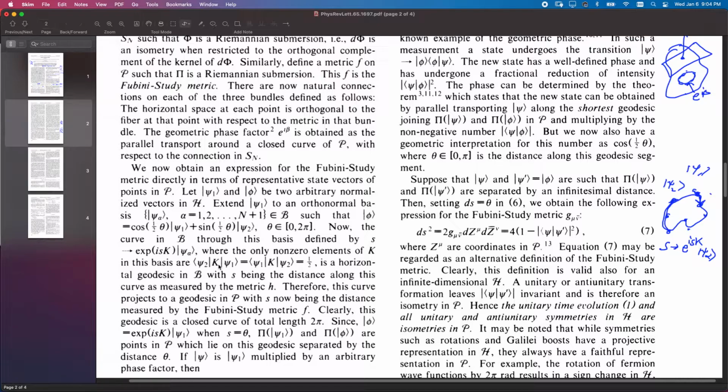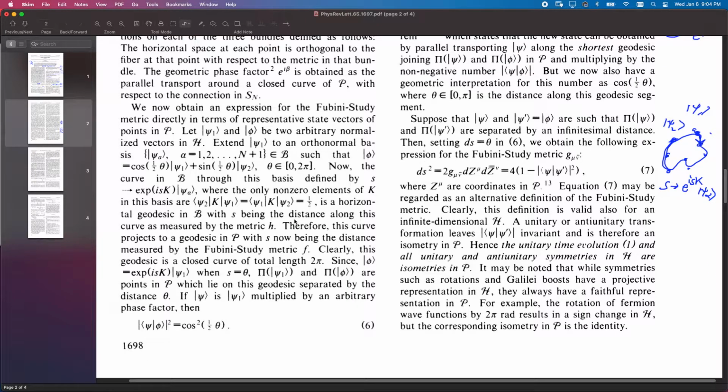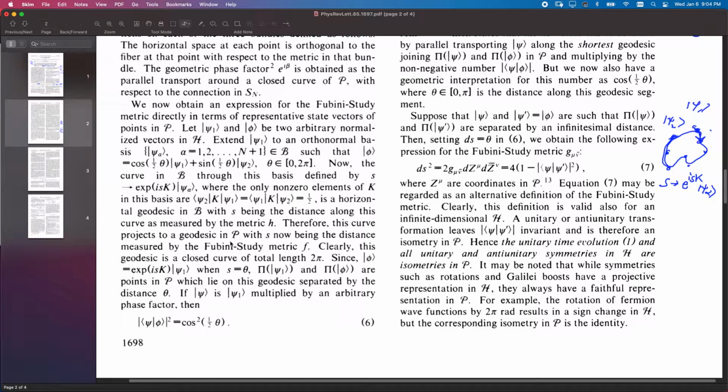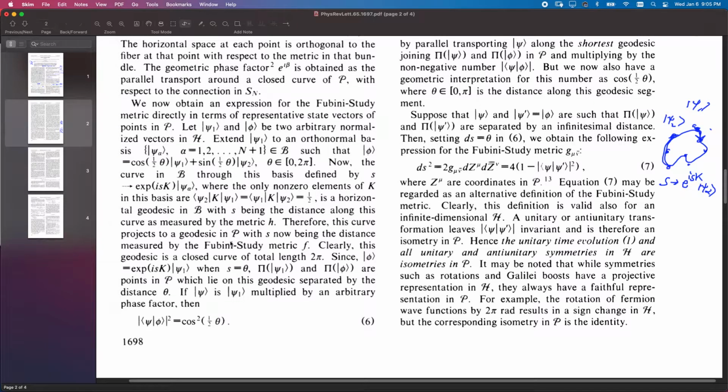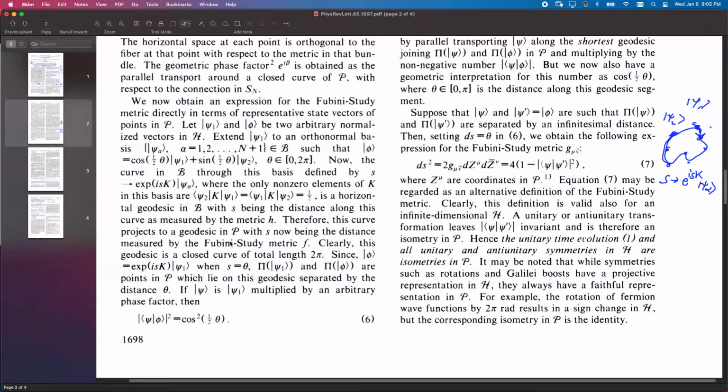So s is a horizontal geodesic in B, with s being the distance along this curve as measured by the metric h. Therefore, this curve projects to a geodesic in P with s now being the distance measured by the Fubini-Study metric f. Clearly, this geodesic, well, I don't think it's very clear, but clearly this geodesic is a closed curve of total length 2π. Since phi is equal to e^{isK} psi 1.